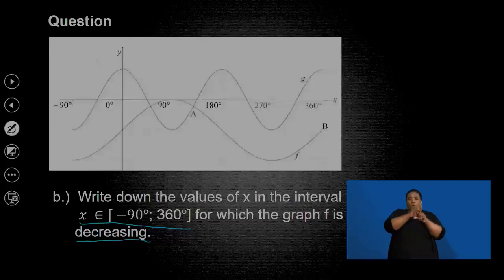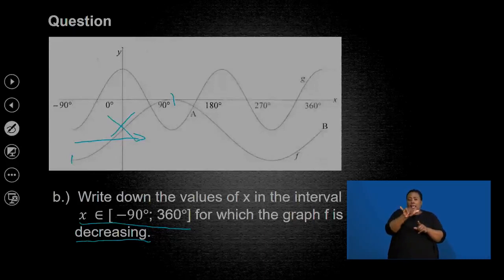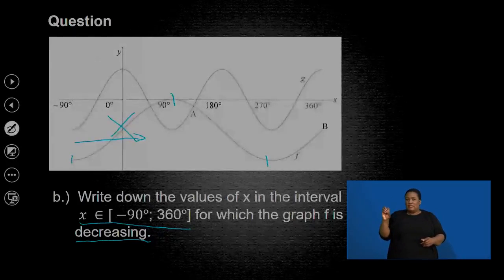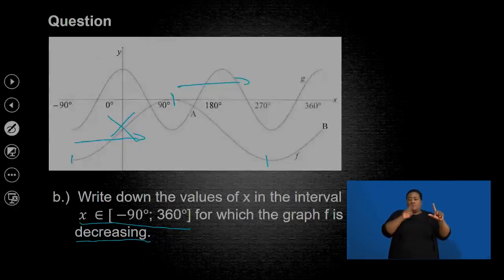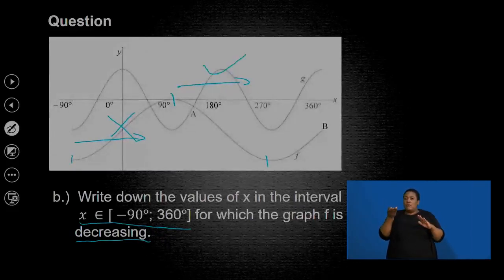Now let's look at this one in specific. From this point to that point, you can see that moving from left to right, the x values are increasing, but the y values are also increasing. So this section does not hold. From 90 up until 270 there, you can see that moving from left to right, the x values are increasing and the y values are decreasing. So this section will hold for us. And then lastly, from 270 up until 360, as the x values are increasing, the y values are also increasing. So that does not hold.